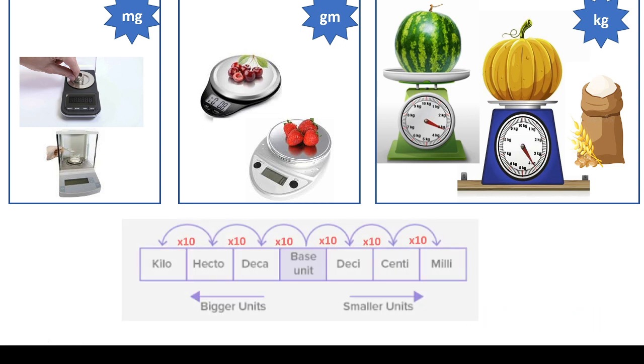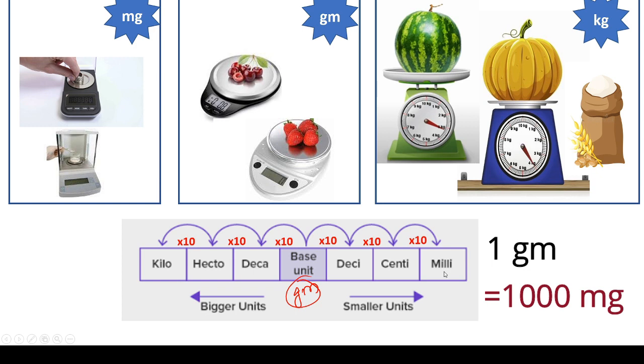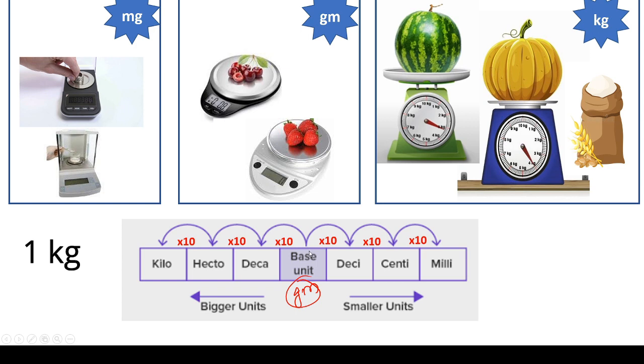Now let me give you a scale which will tell you how the conversion also happens. The base unit, as we have understood, is gram in case of a measurement, and the units on the right hand side of gram are smaller units and on the left hand side are bigger units. That is why 1 gram is 10 times 10 times 10, that is 1000 milligrams. Similarly, 1 kilogram is 10 times 10 times 10, that is 1000 grams. So this is the concept of conversion.